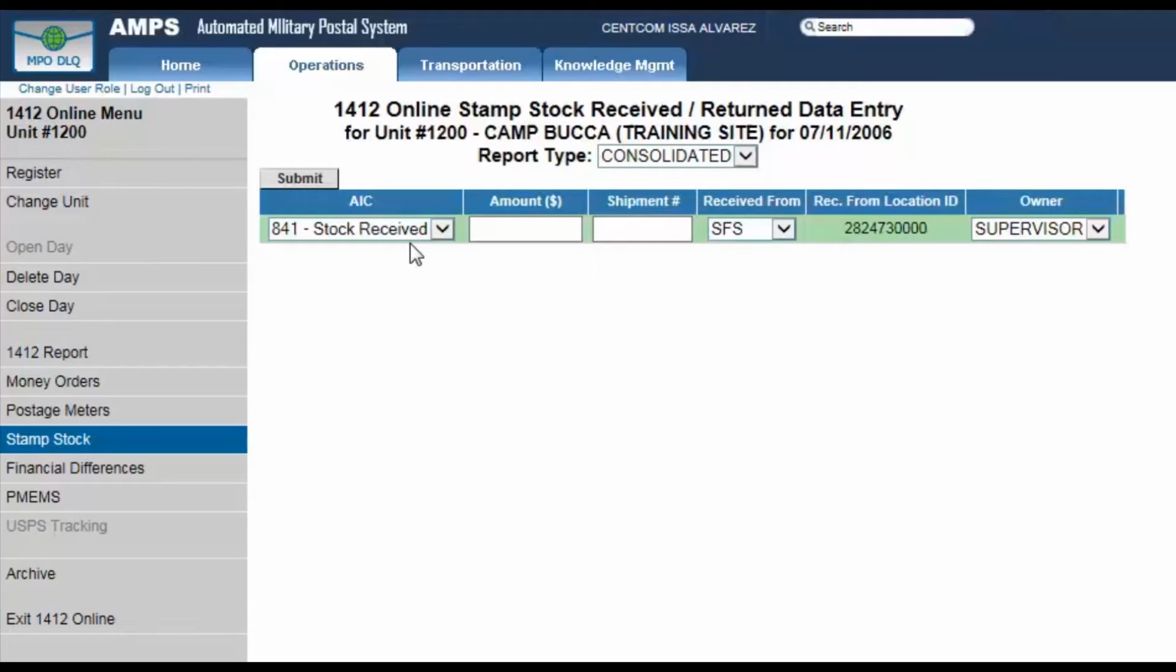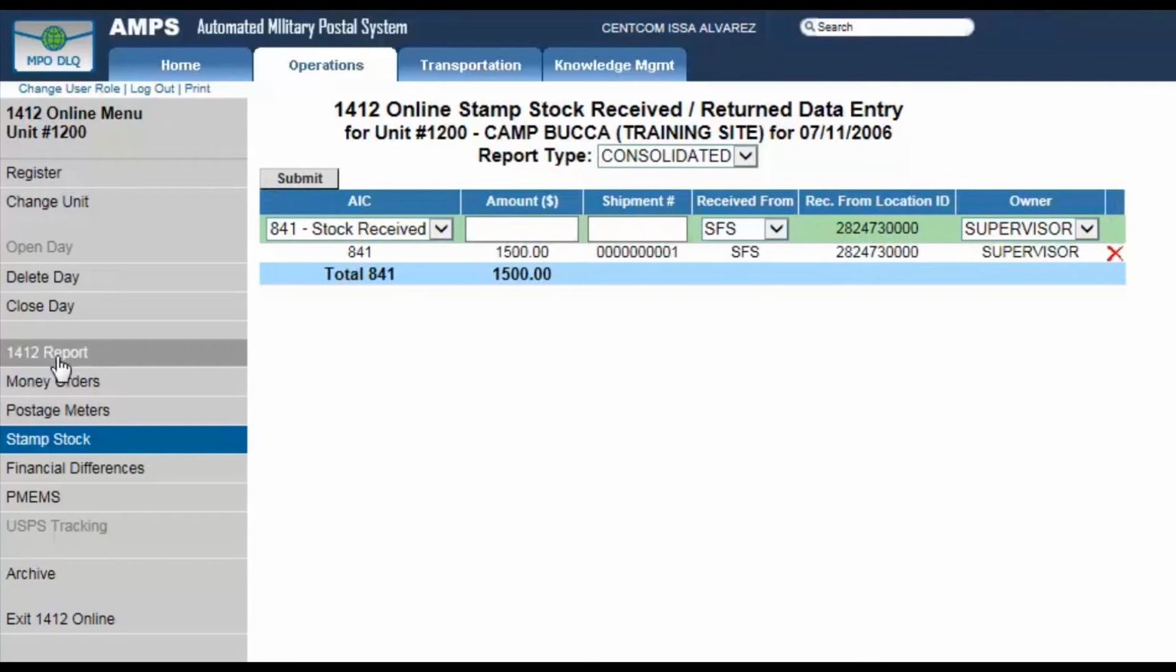First things first, we are going to receive our stock. We are going to say that the deputy today received $1,500 in stamps. The shipment number will be provided in your PS Form 17, so all you will have to do is identify this number here and hit submit.